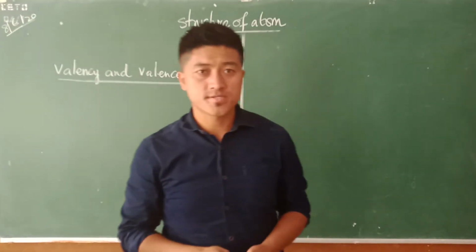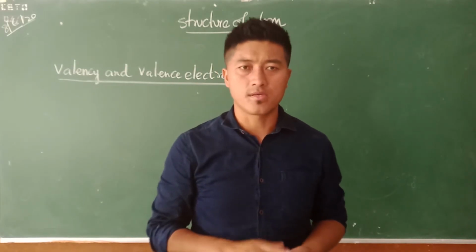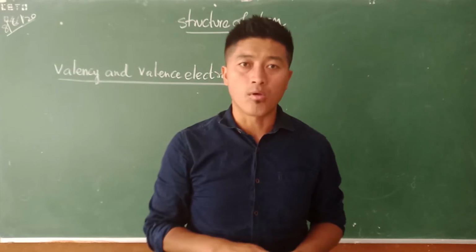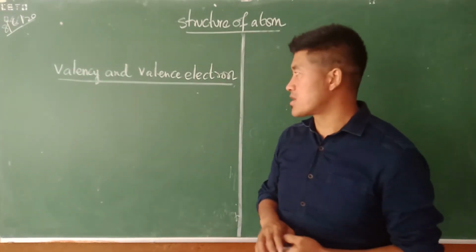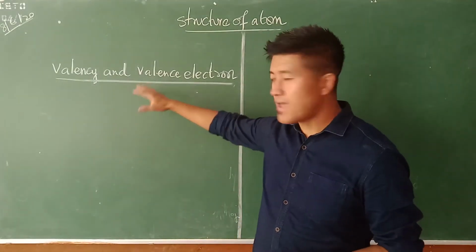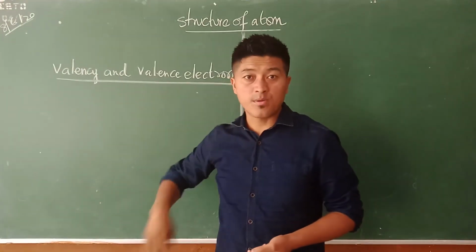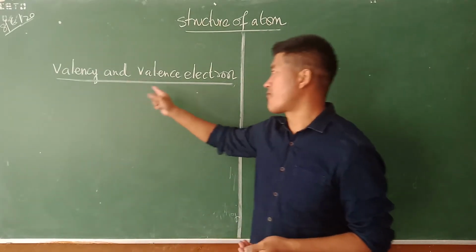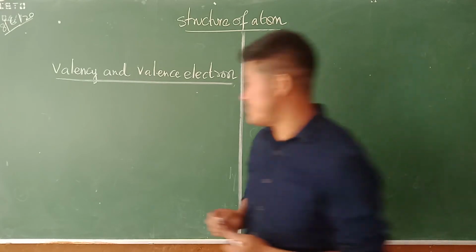Good morning, dear students. So in the last session we were talking about the structure of the model of atom given by Niels Bohr. Now today in this session we are going to move forward with another topic, valency and valence electron. I had given you a concept of valency in the previous chapter, atoms and molecules. But today I will go once again over valency and valence electron, and I hope you will listen very carefully.